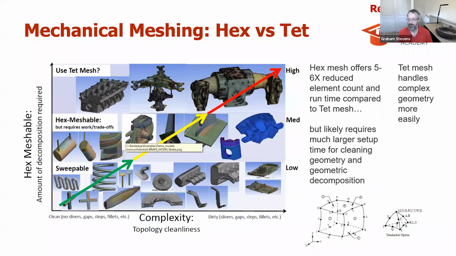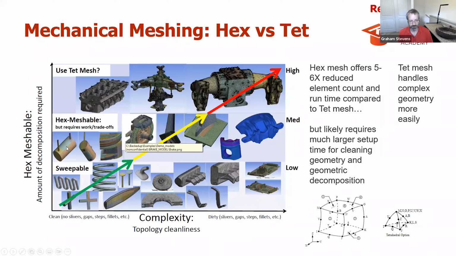But to do that, it usually requires a longer time for setup, for cleaning the geometry, and what's known as geometric decomposition. So the tet mesh, you can see in these top figures here, where you have very complicated mesh areas, the tet mesh can adapt to all these complex surfaces much more easily than the hex mesh can. But if I have a simple shape that's sweepable, as you can see in the bottom, then the hex mesh is sort of the way to go in terms of speeding your model up.